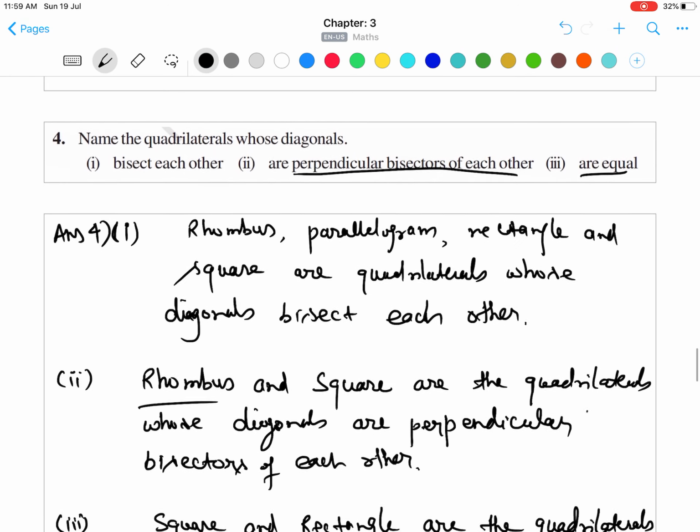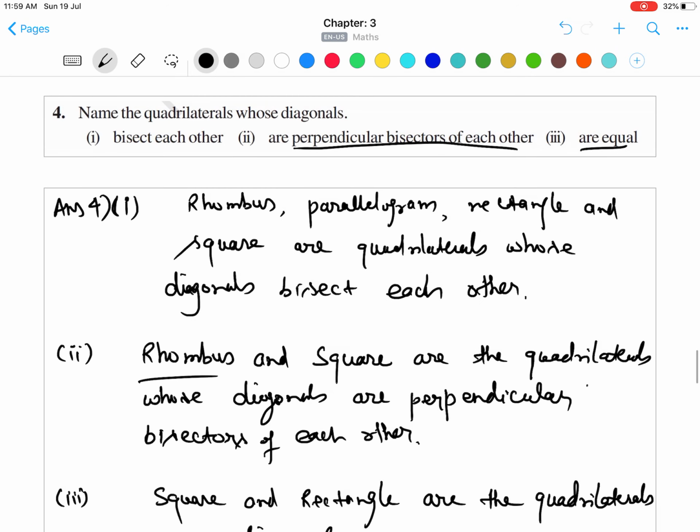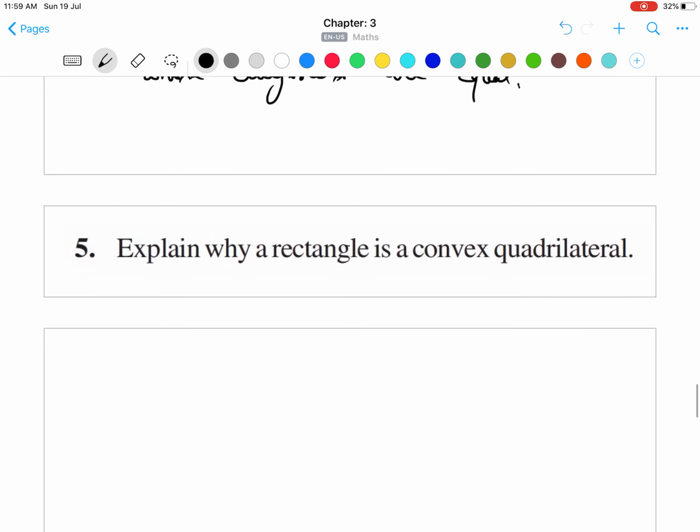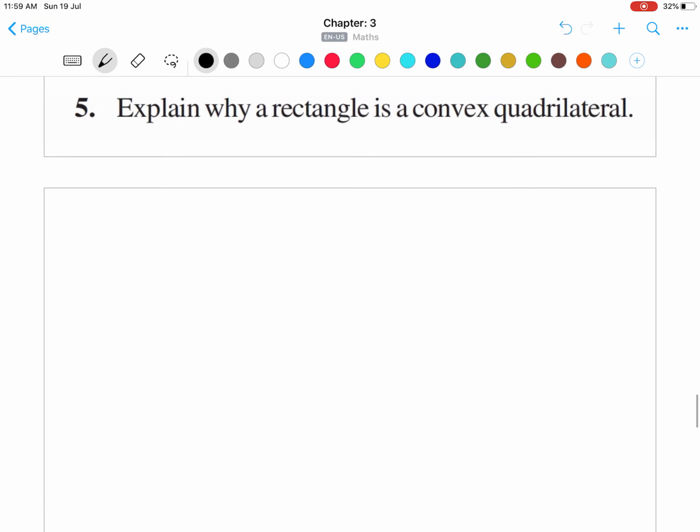These are very important questions because you will learn about the concept of the special parallelogram. In which cases are the diagonals perpendicular bisectors, and in which cases are they equal? These are based on the properties that we studied just before starting the exercise.